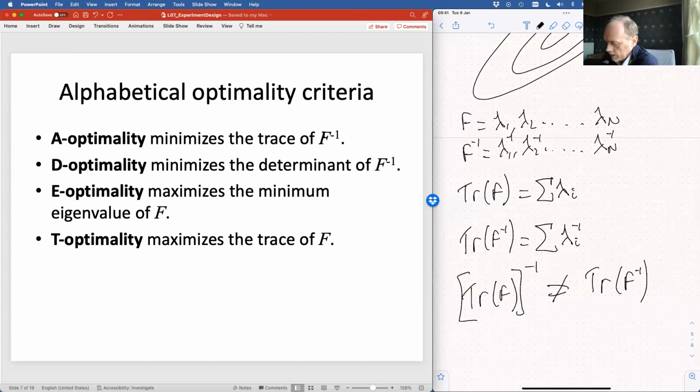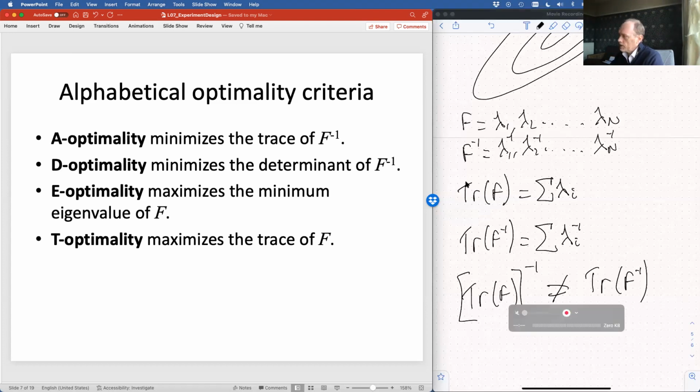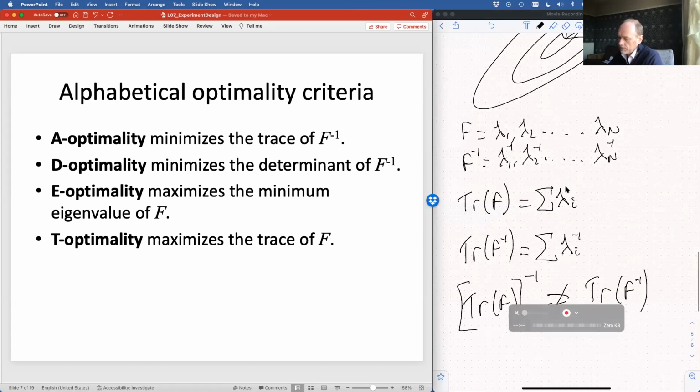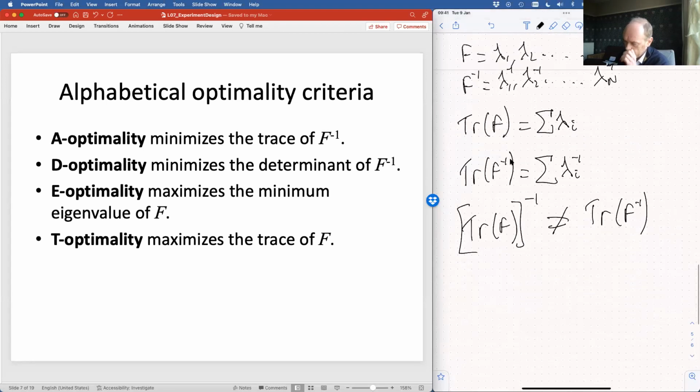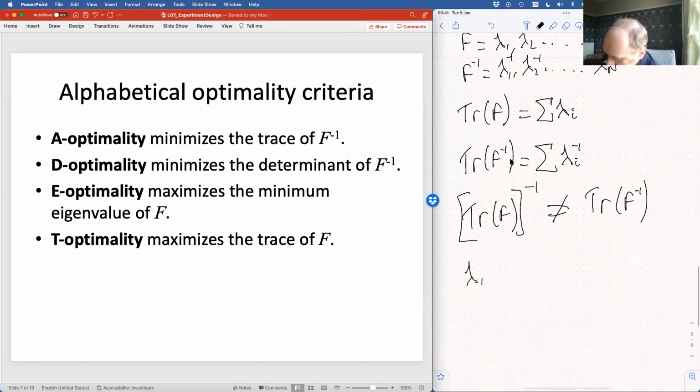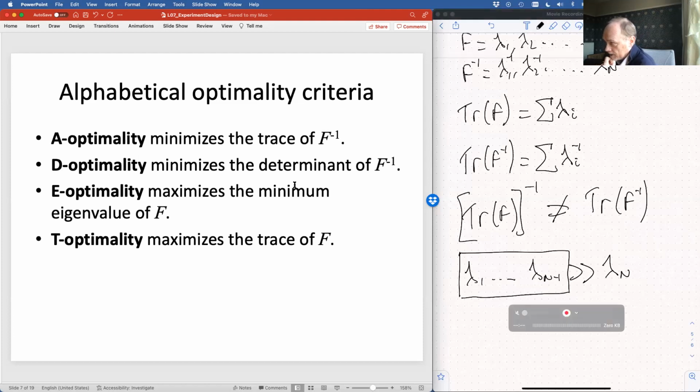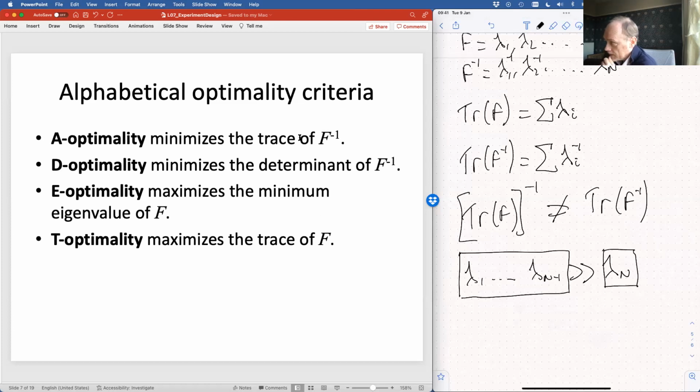So what is this? If we are maximizing this trace, it's obviously connected to minimizing the trace of the inverse, isn't it? As these get larger, these get smaller. But there are some pathological examples, aren't there? For example, if lambda 1 up to lambda n minus 1 are all massive compared to lambda n, then these terms are going to dominate the maximization of the trace of F, whereas the inverse of this one is going to dominate the minimization of the trace of the inverse of F.